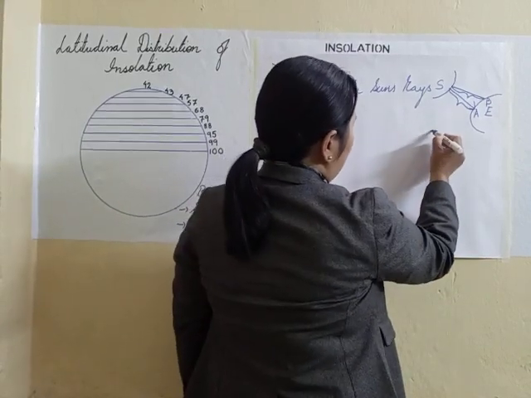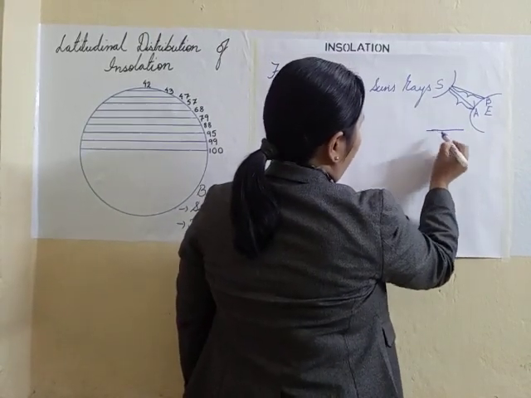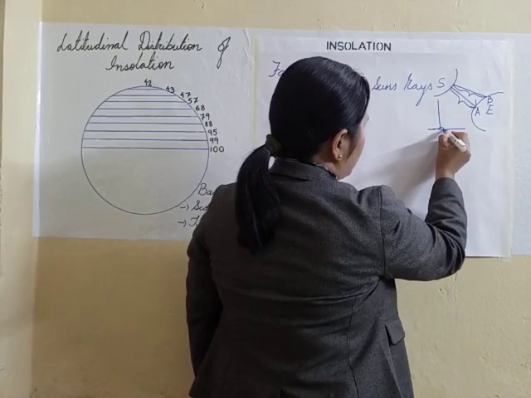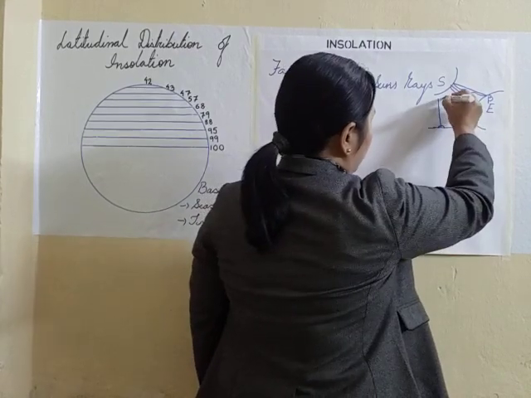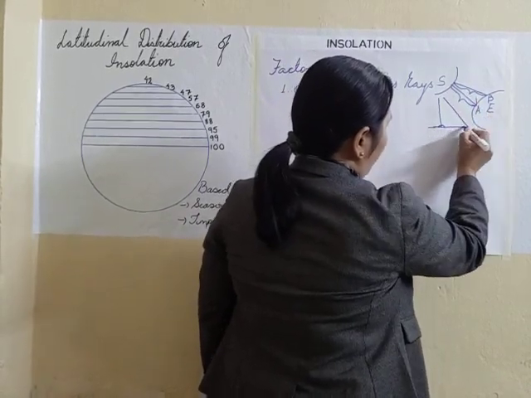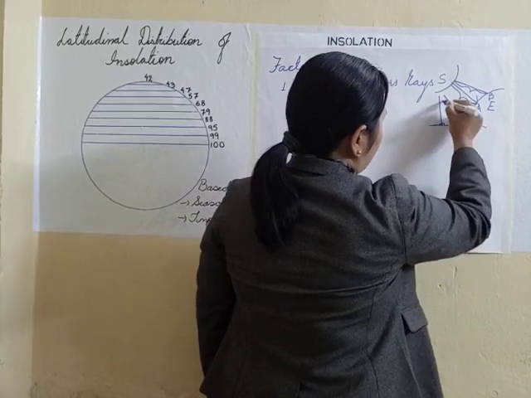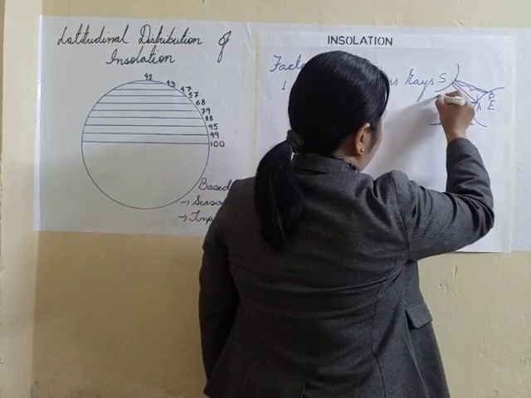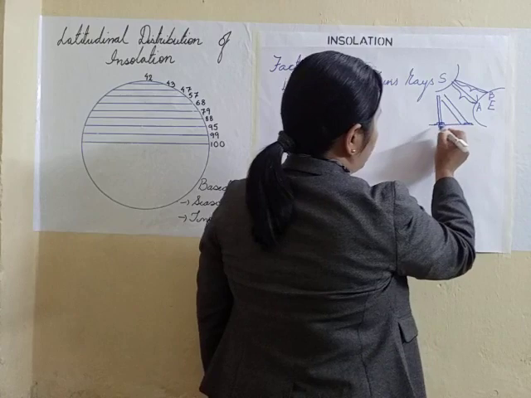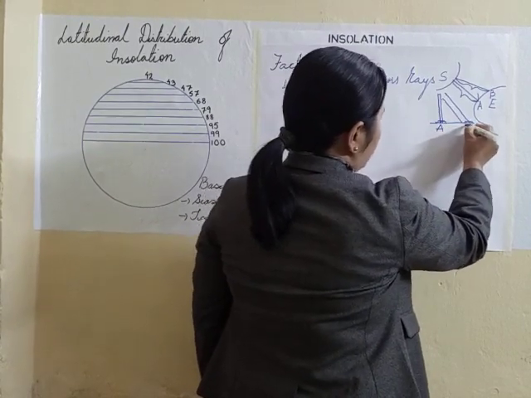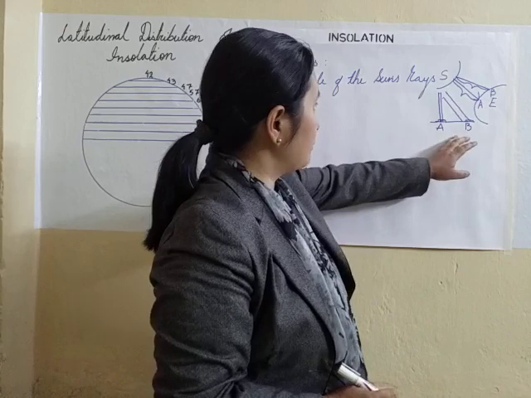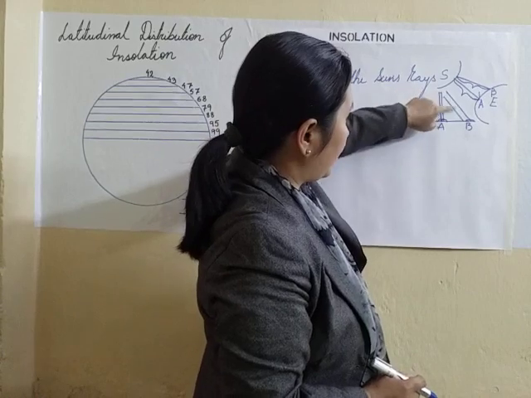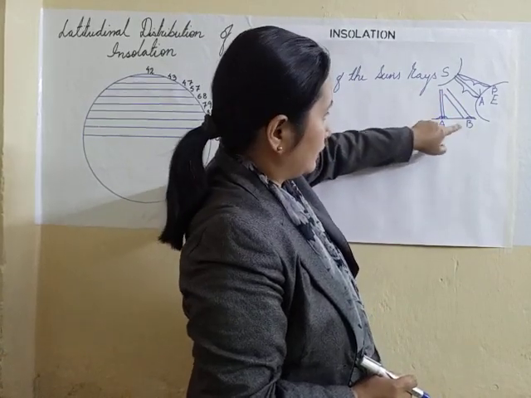Now this is another reason. Suppose this is the land on which the insolation is falling. When the sun's rays fall vertically on the place, the area which is to be heated is much smaller than when it is falling at an inclined angle, where the area becomes bigger. The area which is heated is smaller in one case and bigger in the other. So this is the reason why insolation will be more when the sun is overhead the area than when the rays are falling at an inclined angle.